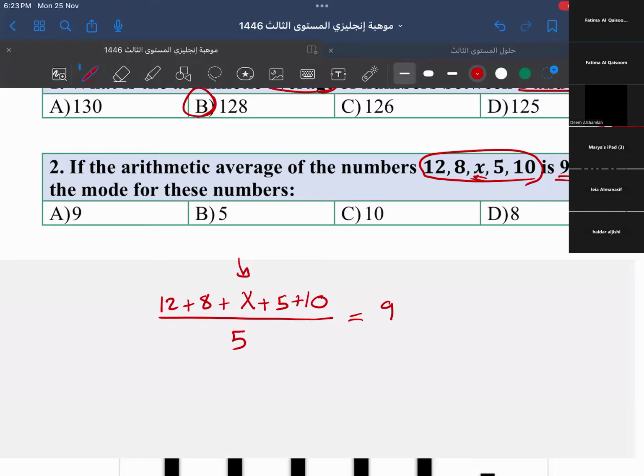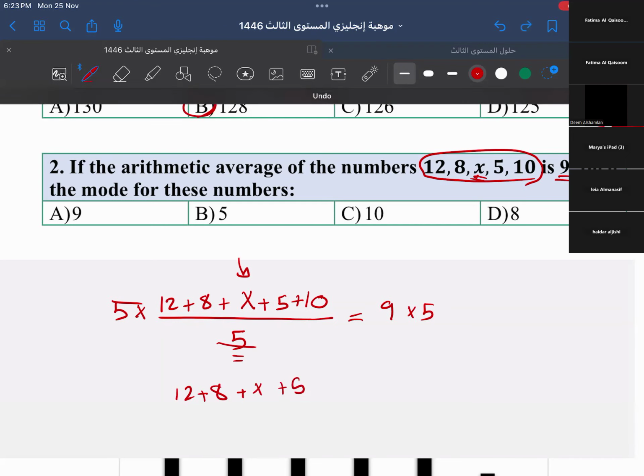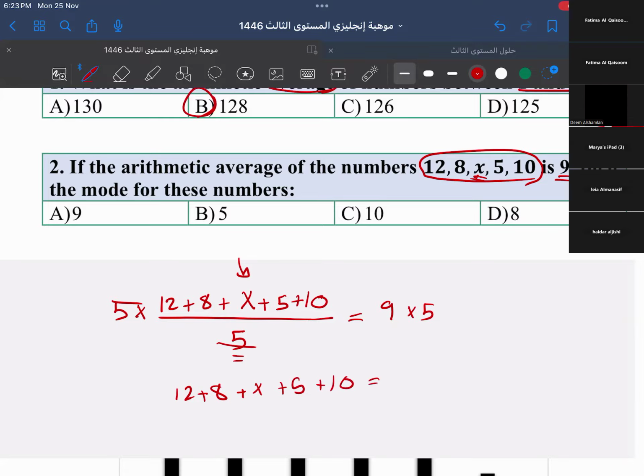So what are we going to do here? Divide. Yeah. First, we're going to remove the 5, so I'm going to multiply 5 by each side. And then I'm going to have these numbers. Okay. And 9 times 5 is 45. And the sum of these numbers is what?